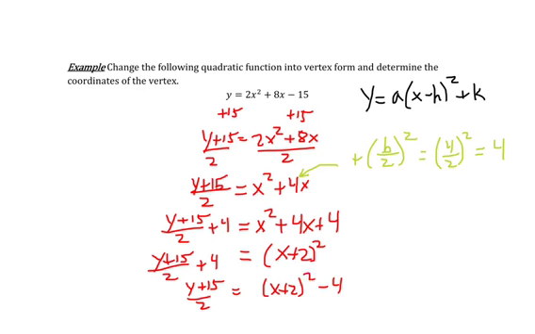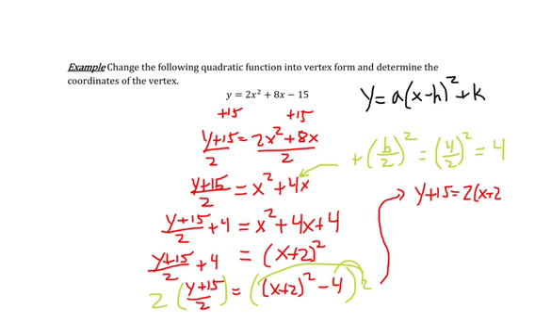So we just moved this 4 over there by subtracting. And then we want to get rid of this 2, so we're going to multiply by 2. And we've got to watch out. We've got to multiply this whole thing by 2, and this is going to get distributed to both terms here. This is going to give us y plus 15 equals 2 times (x plus 2) squared minus 8.